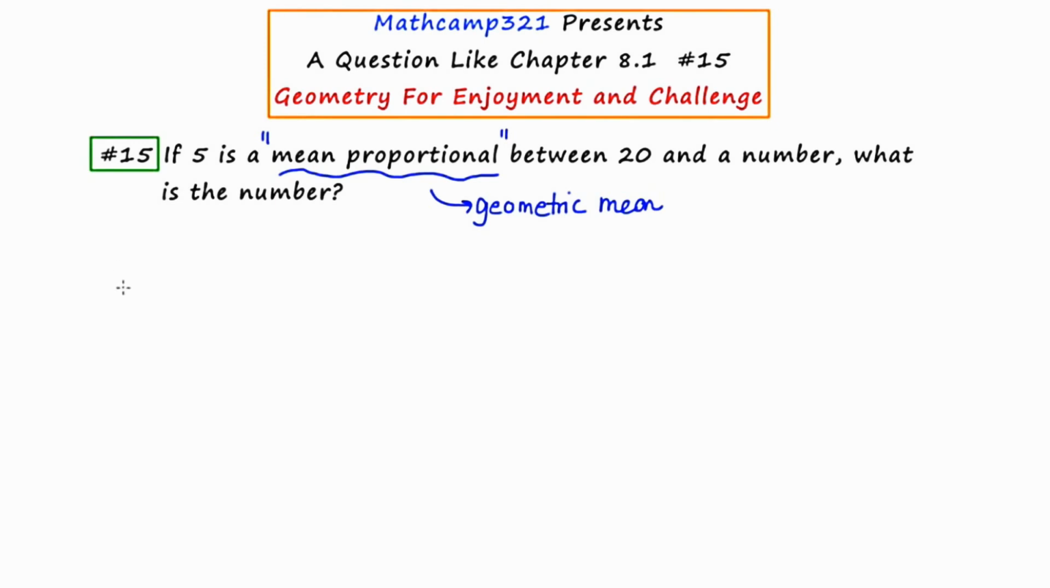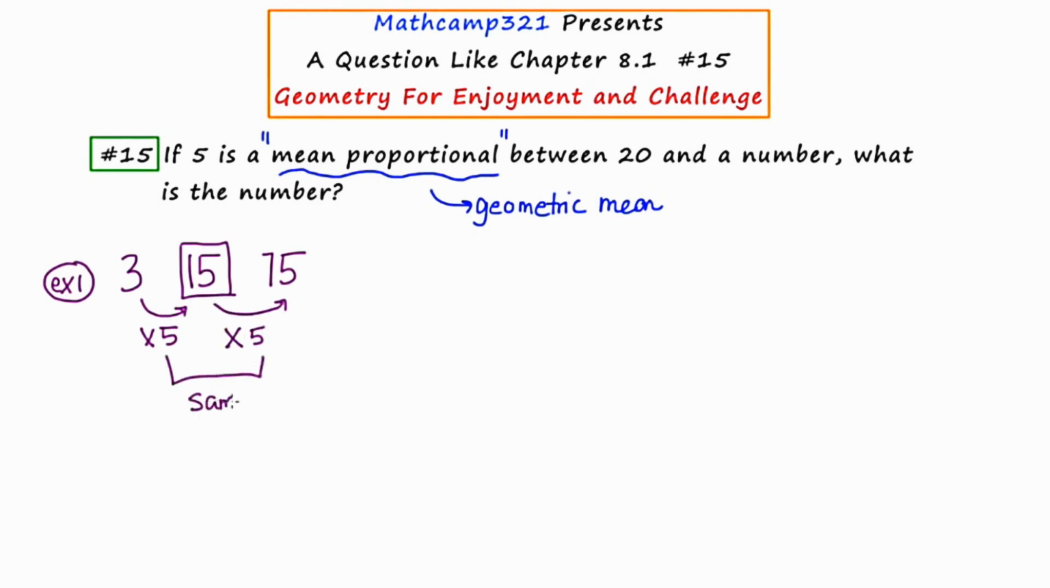I'd like you to consider the set of numbers 3, 15, and 75. We can say that 15 is the geometric mean between 3 and 75, and I'll explain to you why that is. Using multiplication, to get from 3 to 15, we multiply by some number, and it happens to be 5. To get from 15 to 75, we multiply by some number, and again, it happens to be 5. If these two numbers are the same, then you've got a situation where the number in between is the geometric mean or the mean proportional.